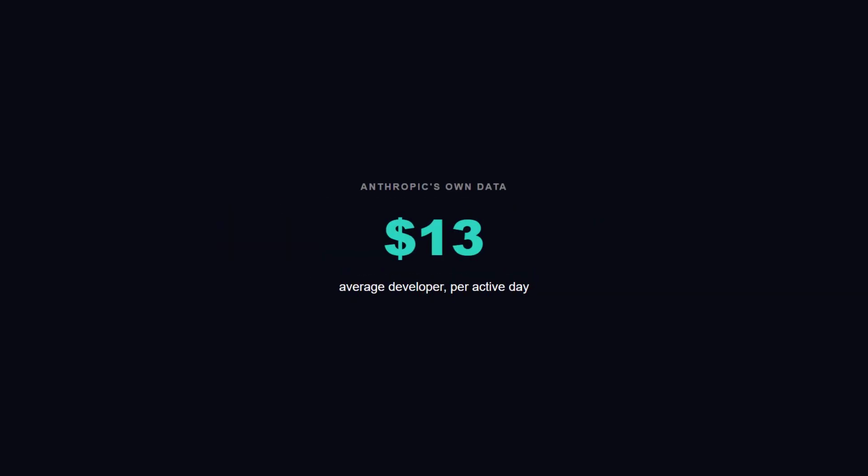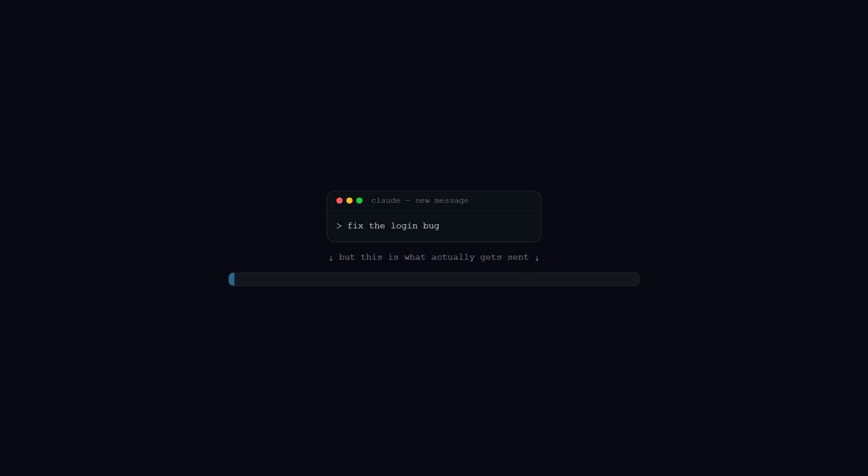You've probably hit a usage limit mid-task with no idea why. Anthropic's own data says the average developer spends $13 a day on Claude Code, but for 1 in 10 users, that number blows past $30 a day. Same kind of work, wildly different bill. That gap isn't about typing more. It's about what's sitting inside your context window on every single turn.